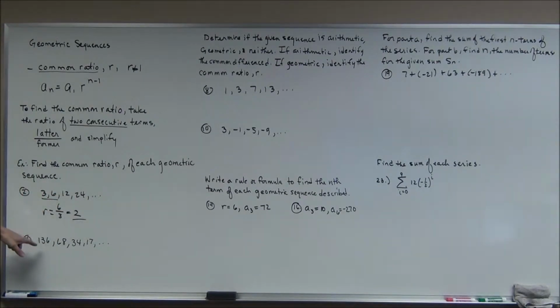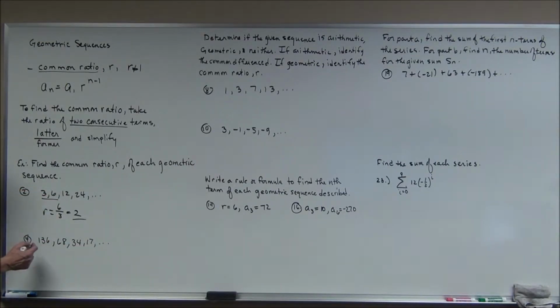Okay? Down here, they're asking you to do the same thing. Now notice, here the numbers are getting bigger. Your ratio is bigger than 1, so the numbers are increasing. But here your numbers are getting smaller. So your ratio here is still positive, but it's between 0 and 1. They're getting smaller, they're decreasing, like growth and decay here.